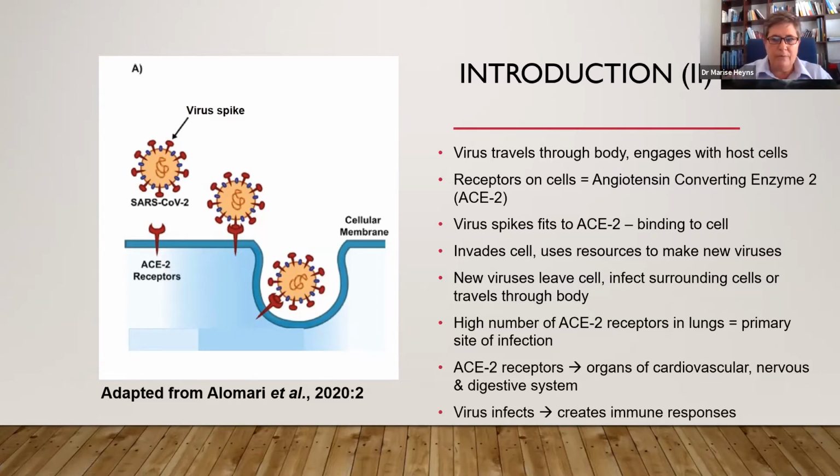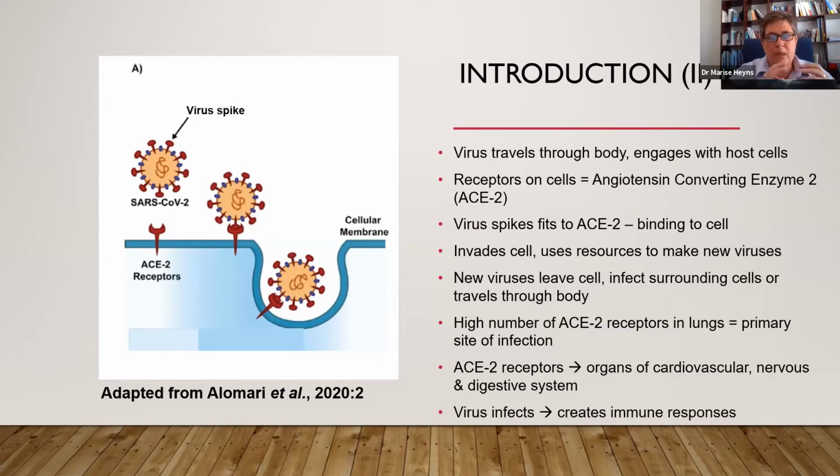New viruses will leave the cell and it will infect surrounding cells. And that way it lands up in the bloodstream and it will travel through the body. So we've got a high number of these ACE2 receptors, let's call them the locks, in your lungs. That's the primary site of infection, but you also have these receptors or locks in different areas of the body, in the cardiovascular system, in the digestive system.